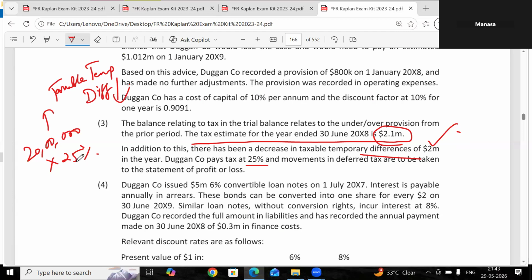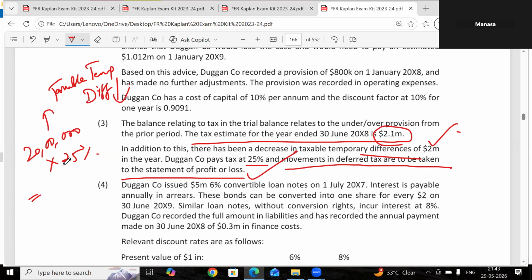what? This will reduce my future tax expenses. My tax liability will reduce. My tax payment will reduce. In the future, I will pay less tax. So what they are saying now, they are specially saying movements in the deferred tax are to be taken to the statement of profit or loss. So this movement also we will take here and adjust.